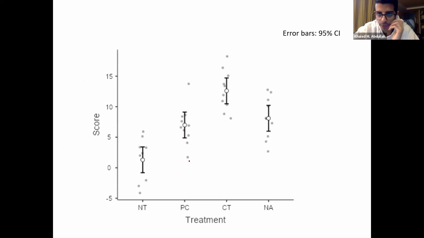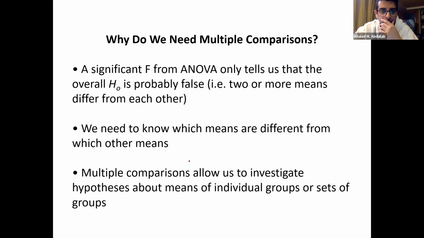Then he gives you the confidence intervals, and so on. So then he says, why do we need multiple comparisons? Because the significant F only tells us that there's one or more comparisons that are significant. We have to fish for them.